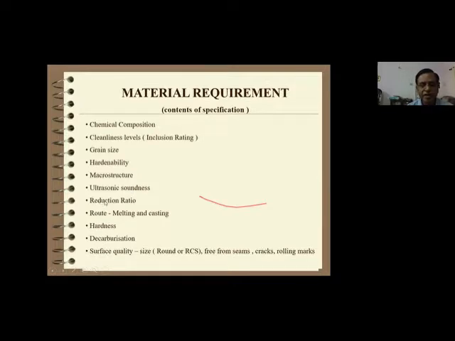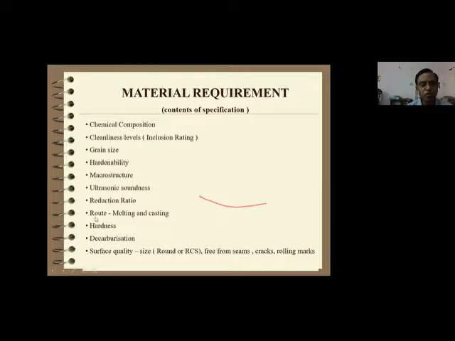When we get the raw material, at the raw material stage, the reduction from ingot to the roll bar, or from bloom to the roll bar, is calculated. Normally there is a specification given by the end user. Either they want 4 to 1 or 5 to 1 or 8 to 1, depending upon the final application. So this reduction plays a very important role in getting the basic internal soundness of the material. Higher the reduction ratio, better is the soundness.